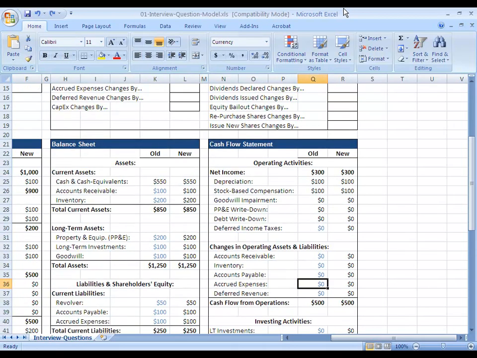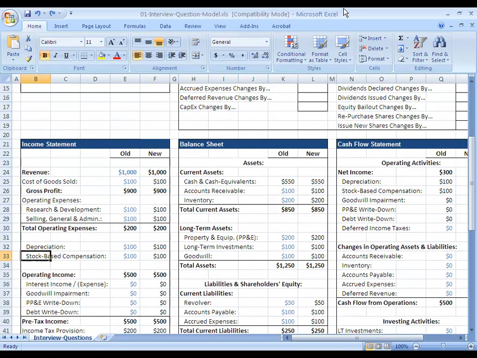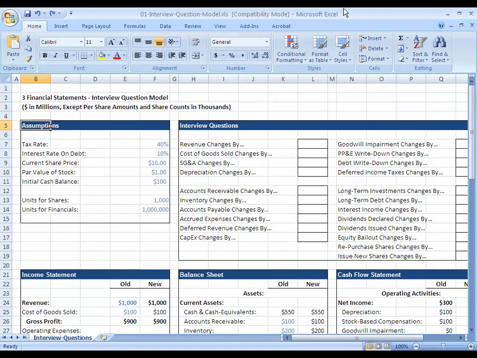So that's a quick overview of how accrued expenses work accounting-wise, why companies actually use them, a real-world example of what would happen, and then how changes to the accrued expense account flow through the three financial statements and how to answer these questions in interviews.